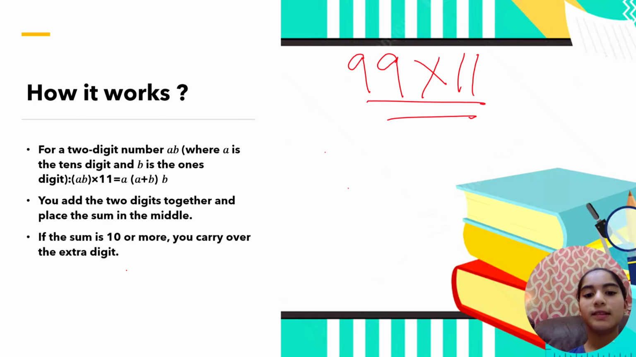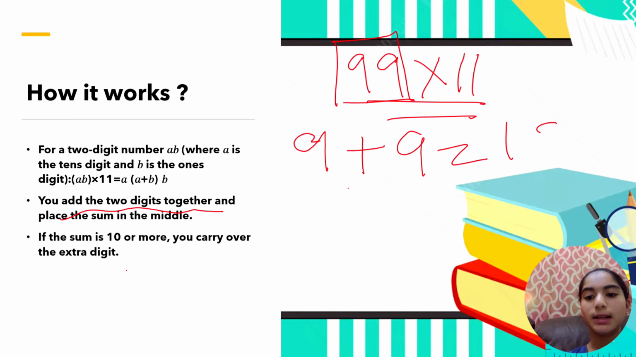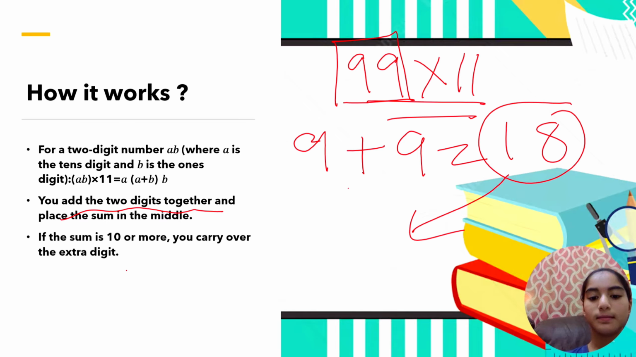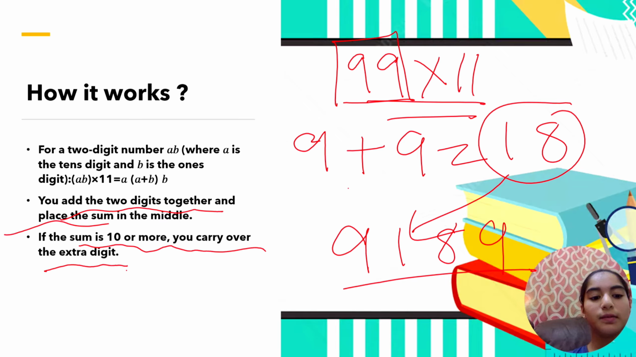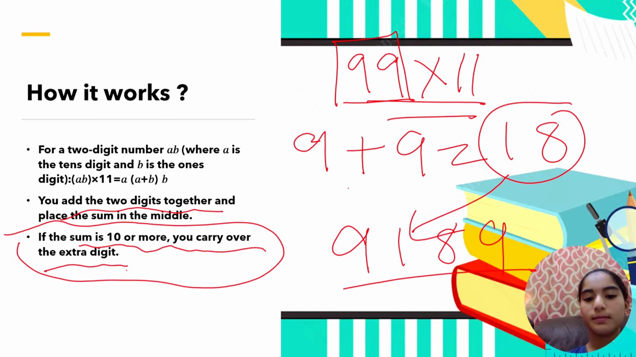Okay, so let's start. First, we add the two digits together. So, 9 plus 9. We add this, which is equal to 18. Now, I place this 18 in between 9 and 9. 18. But it's too big. Now let us see what to do. Remember, if the sum is 10 or more, you carry over the extra digit. This is where this point becomes really important. Now, I carry this over to 9.